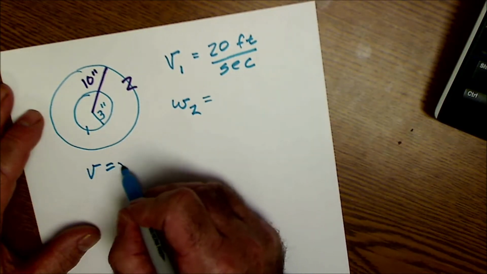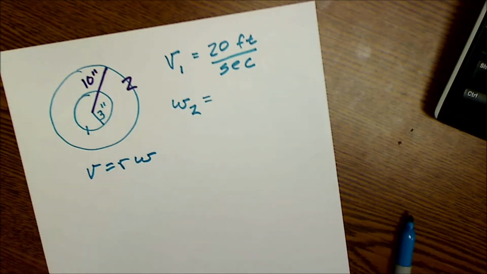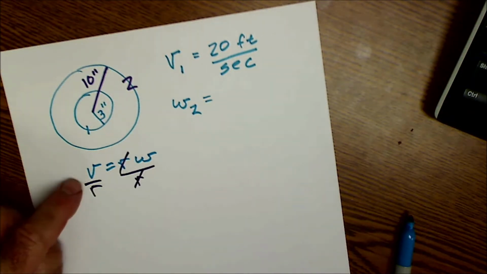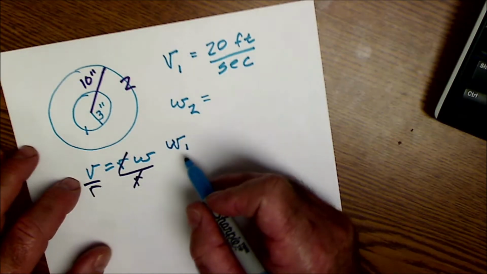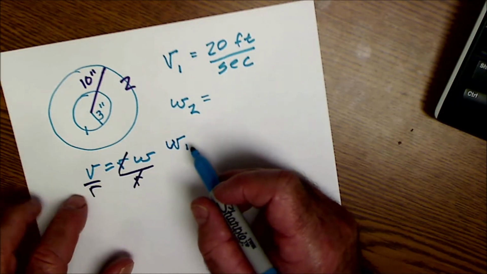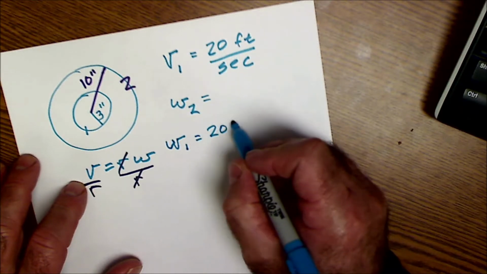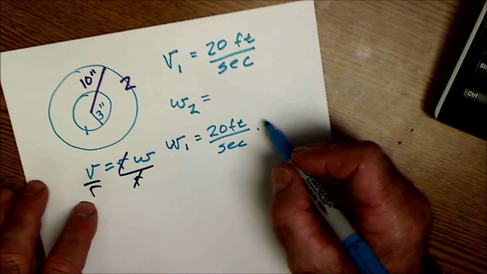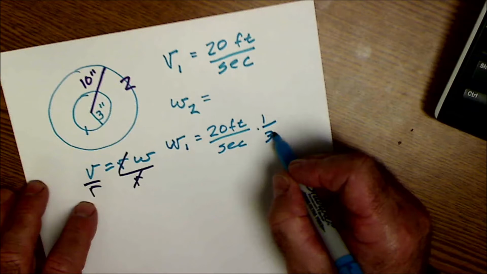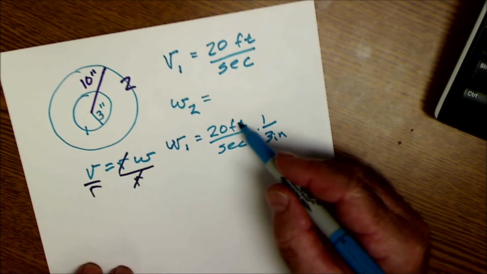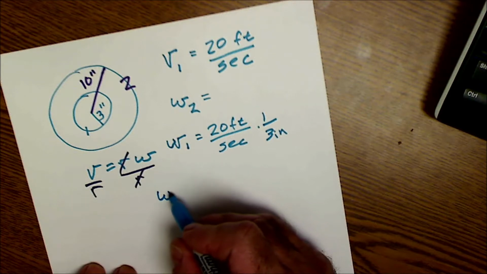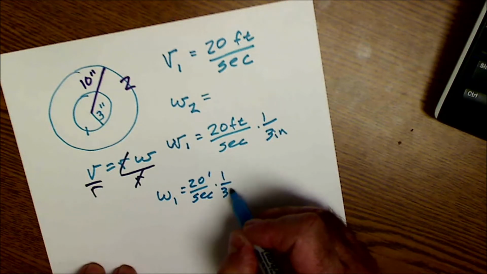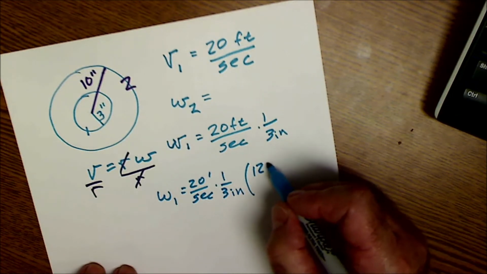If linear velocity is equal to radius times angular velocity, I could divide both sides by radius and see that angular velocity is equal to linear velocity divided by radius. Angular velocity of gear 1 is going to be equal to the linear velocity of gear 1, 20 feet per second, divided by its radius, or multiplied by the reciprocal, so multiplied by 1 over 3 inches. Those actually are not going to cancel because they're feet and inches, so I've got to do a unit conversion. Angular velocity is 20 feet per second times 1 over 3 inches. And then I know there are 12 inches in a foot.